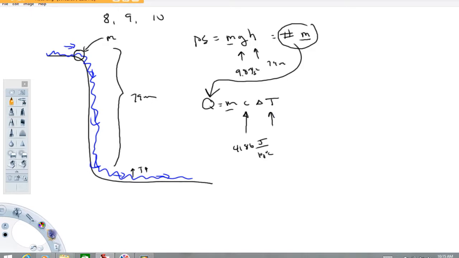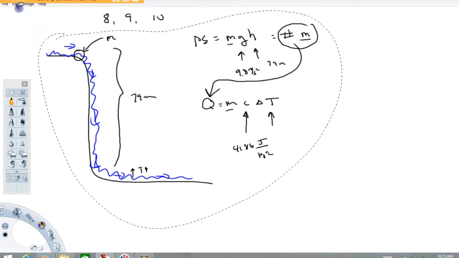Number 9, let me clear my pad here. Okay, number 9 says, what is the maximum efficiency that a heat engine could have when operating between the normal boiling and freezing temperatures of water? All right, so this is a question about heat engines. So hopefully you've watched my videos on heat engines.